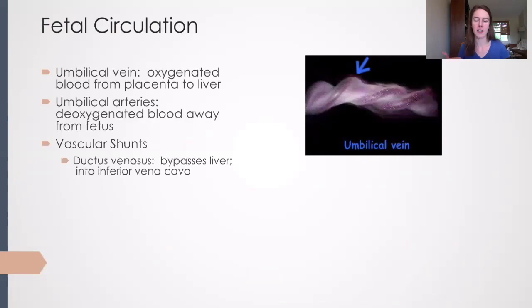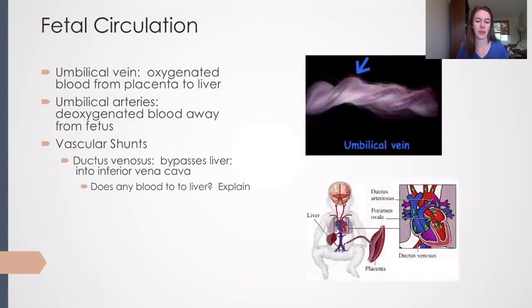We have these vascular shunts. The ductus venosus is going to, for the most part, bypass the liver. We say bypass, but of course there is still some blood going to these structures, because you have to have enough blood going to them to help them develop. But for the most part, it just dumps into the inferior vena cava, bypassing the liver. So this will occur down here.